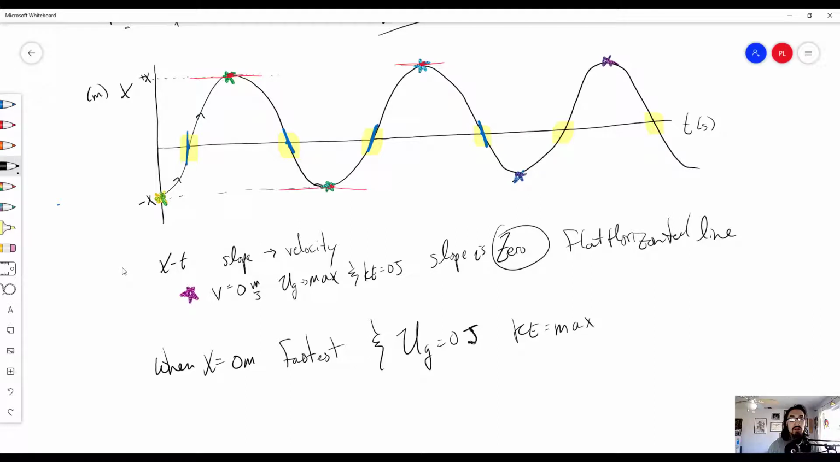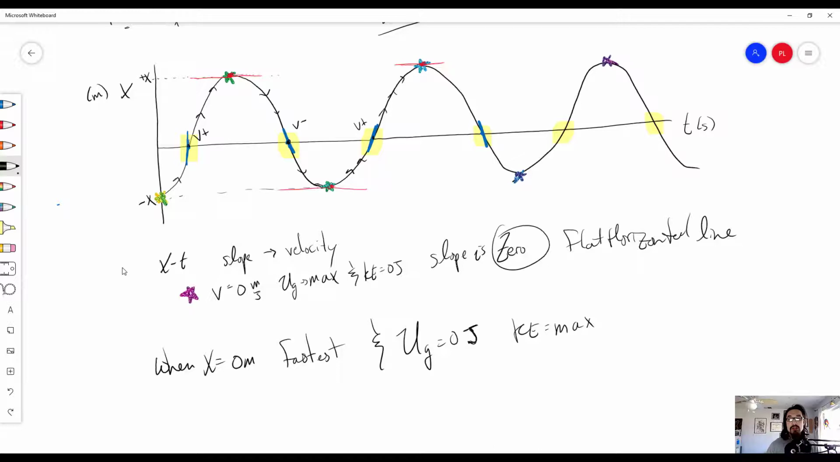Okay, the line is going upwards. Therefore, right here we have the positive velocity, the greatest positive velocity. And here, because this line is moving downwards, we have a negative velocity, and it'll be the greatest negative velocity. And right here, because it's moving upwards, we have the greatest positive velocity, right?